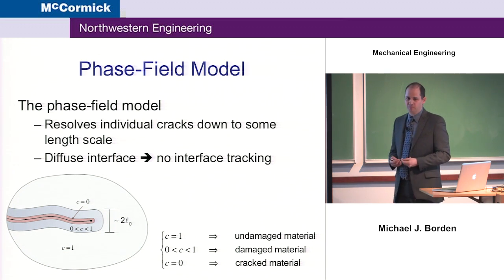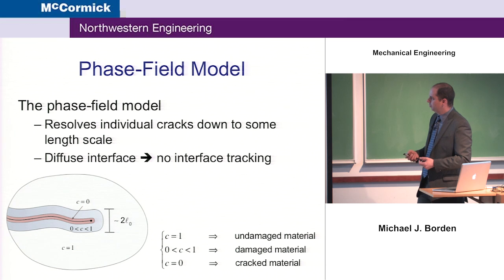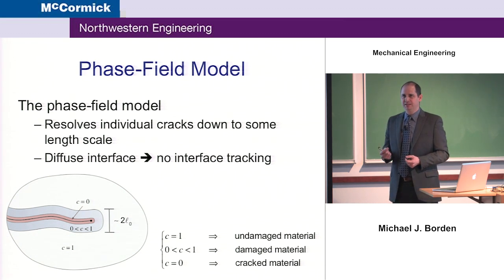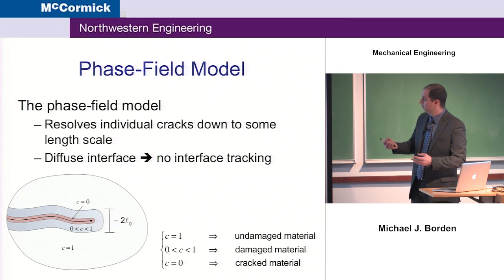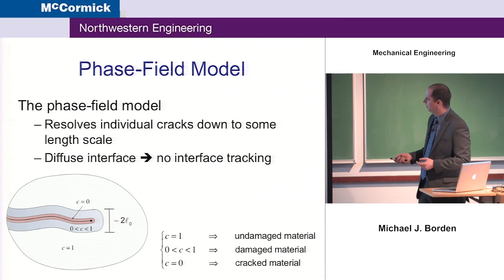where the phase field model comes into play. What we're going to do is we're going to resolve cracks down to some length scale that either is a material well, I'll show it. It comes out as a material parameter. Where we get dominant cracks, this length scale we call L naught.